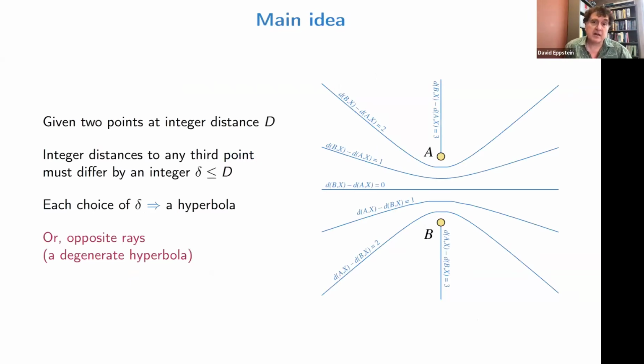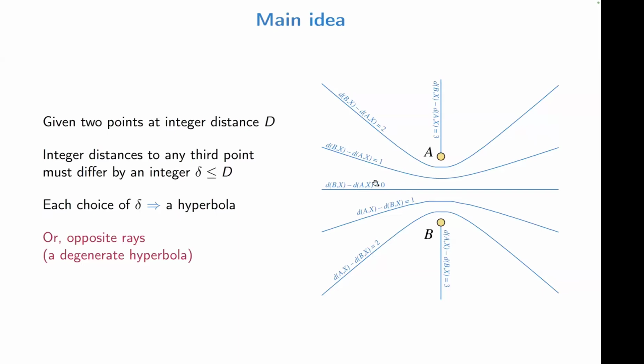So this is the main idea, not of my paper, but of Erdős's paper. If you're given 2 points that are at integer distance d from each other, A and B, and you want to have some third point C that is supposed to be at integer distances from both A and B, then C has to be on one of these curves.